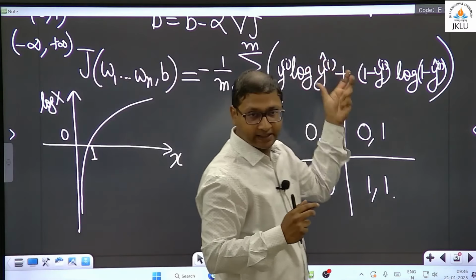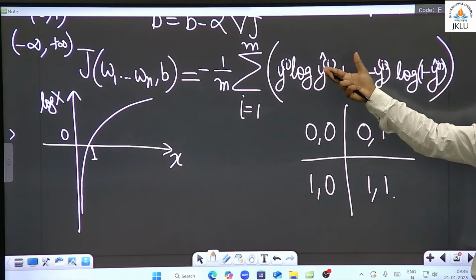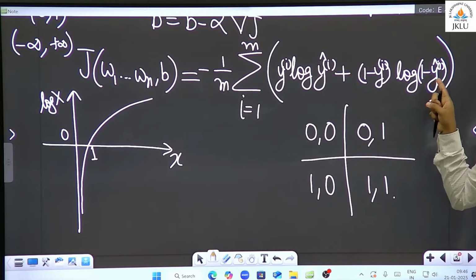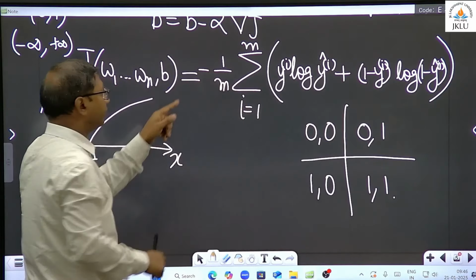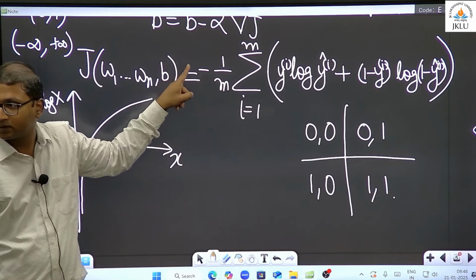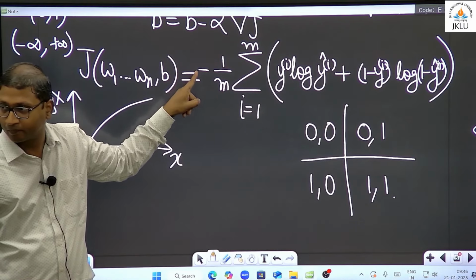But they are symmetric. So if this doesn't work, this guy works and so on. So this again will give you minus infinity. And that's why you have this minus sitting outside. Okay?